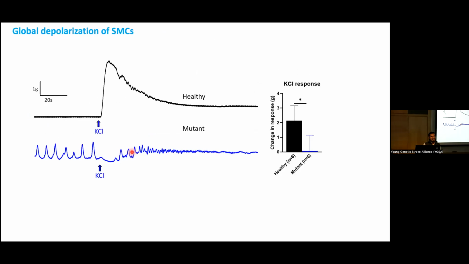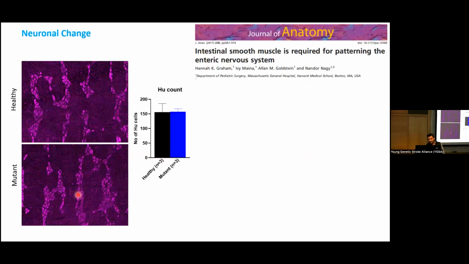Then we also added potassium chloride, which causes global depolarization and makes the muscle contract. That can be a huge contraction. That's the normal phenomenon. We even check the viability of the smooth muscles. Adding this drug, we see in the healthy there is a big contraction, but in the mutant mice, even their normal contraction, they lost that contraction. So definitely something is wrong with the smooth muscle.